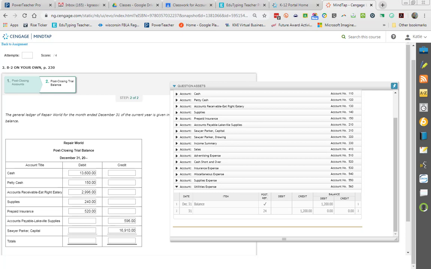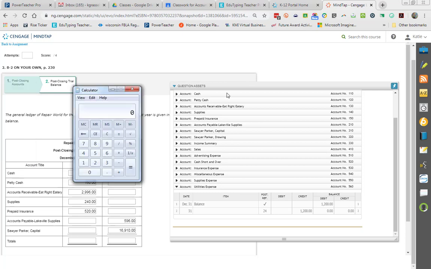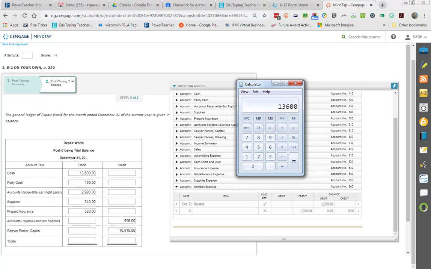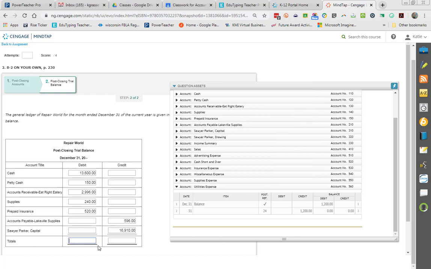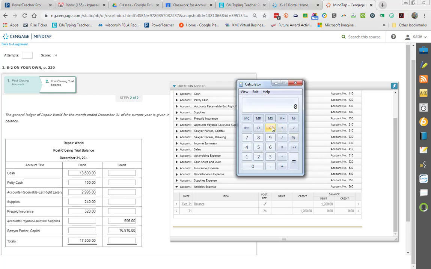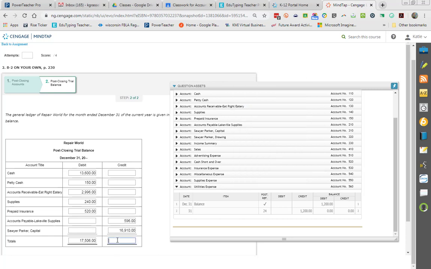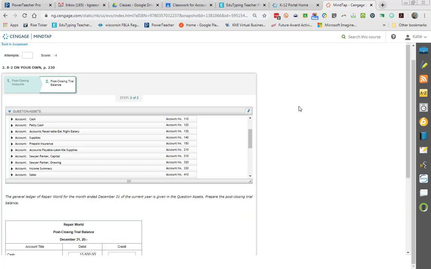The next thing I have to do is get out my calculator and add this up. I'm going to take 13,600 plus 150 plus 2,996 plus 240 plus 520. And that gives me $17,506. Using my calculator, I'm going to add up my credits. 596 plus 16,910, and that gives me 17,506. Guess what? These two are equal. That gives me my happy accounting dance, because that means I have done my post-closing trial balance correctly.